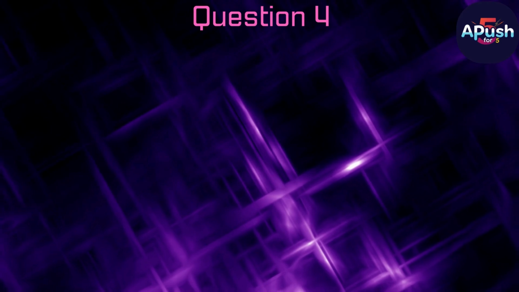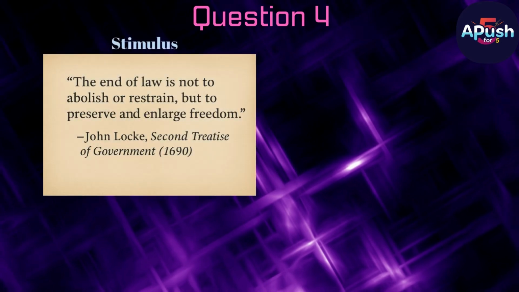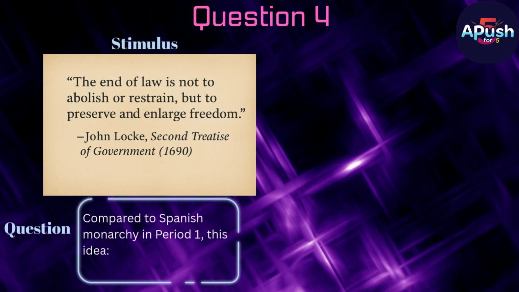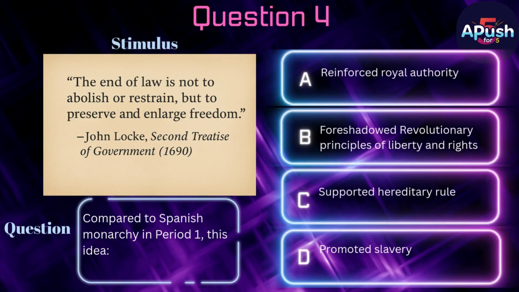Question 4. Stimulus. See the image. Question. Compared to Spanish monarchy in Period 1, this idea: A. Reinforced royal authority. B. Foreshadowed revolutionary principles of liberty and rights. C. Supported hereditary rule. D. Promoted slavery.